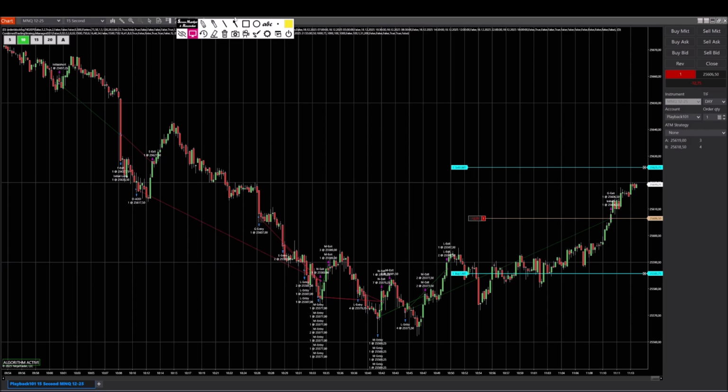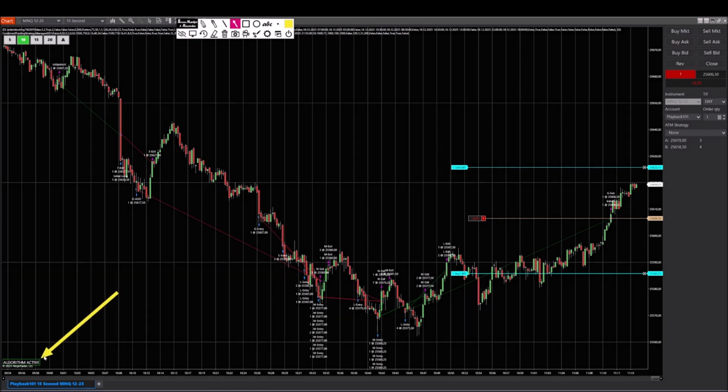On the bottom left of the chart, you can see that the algorithm is currently working. It will always give you the current status, if it's working, if it's not working, if it's paused, if it's pending active, which means it will take trades, but it's not yet the time to take trades.